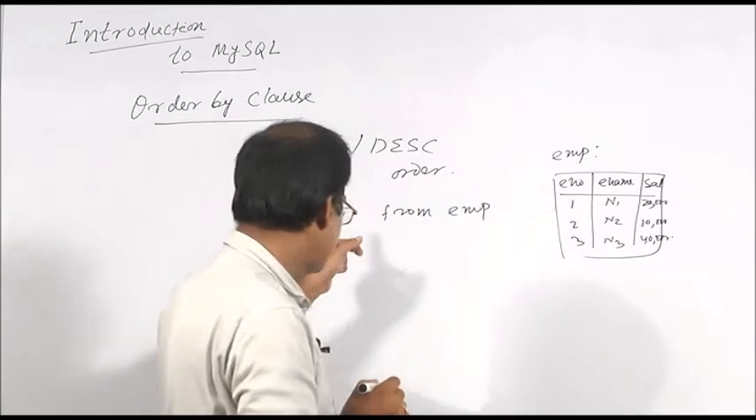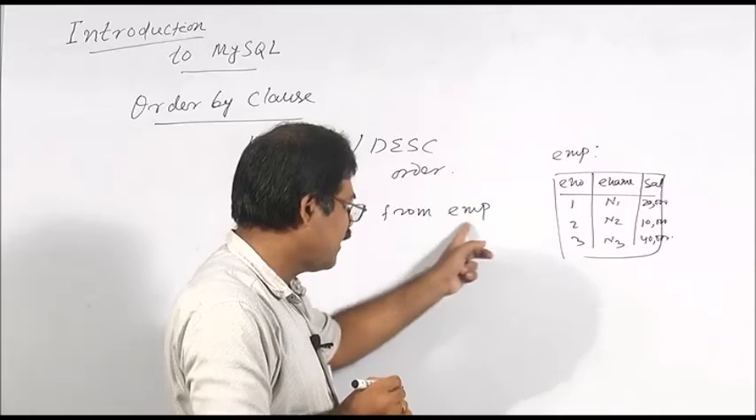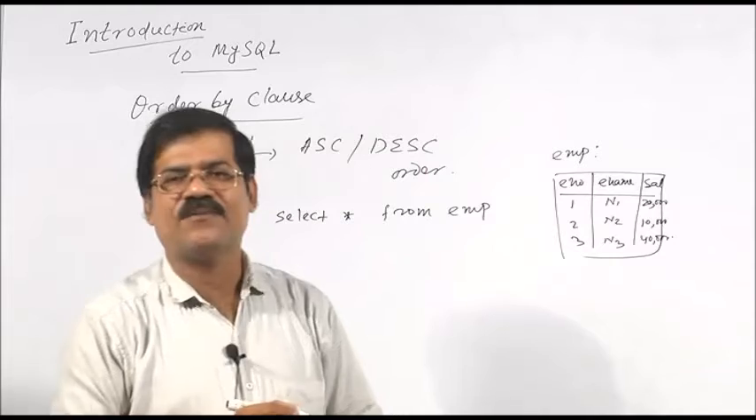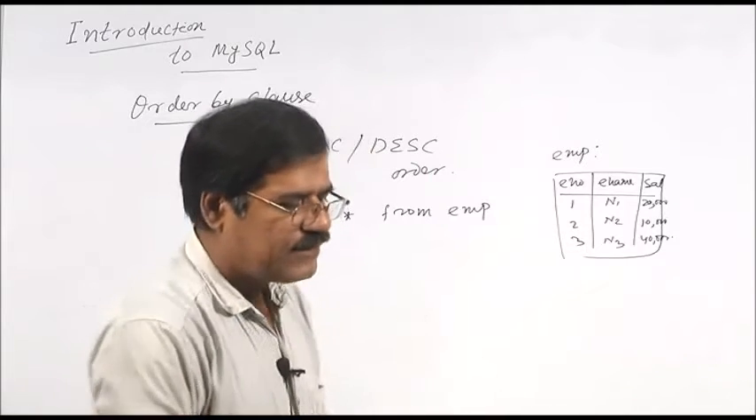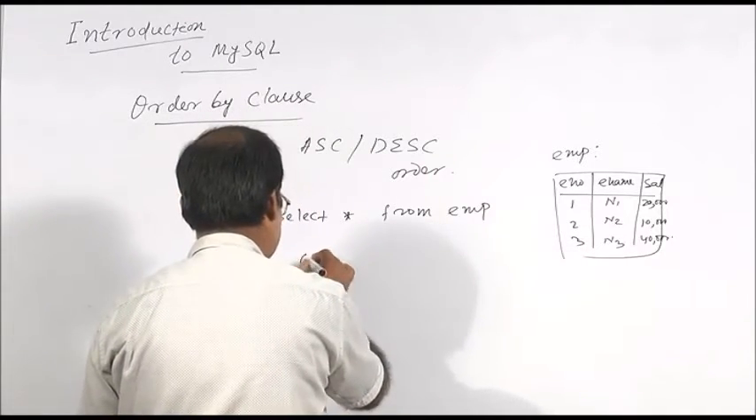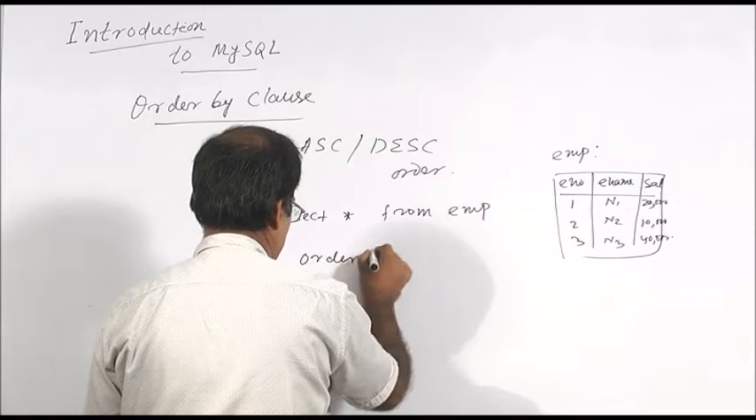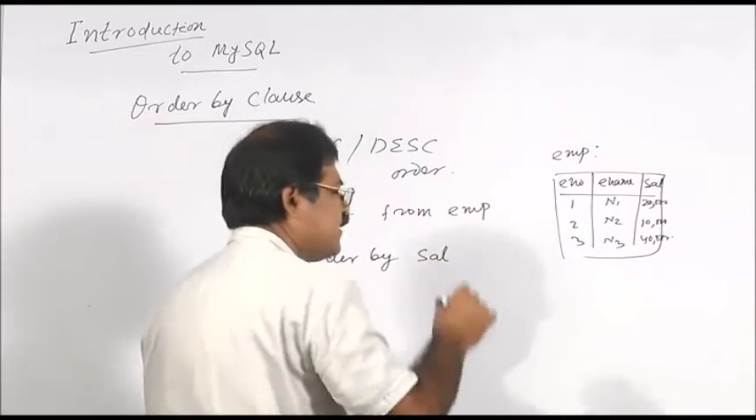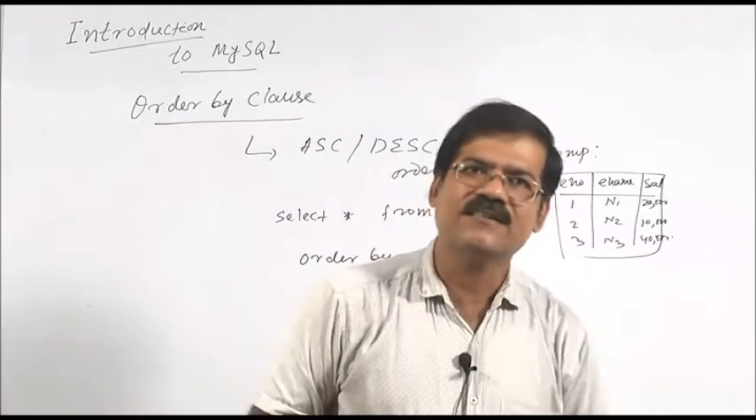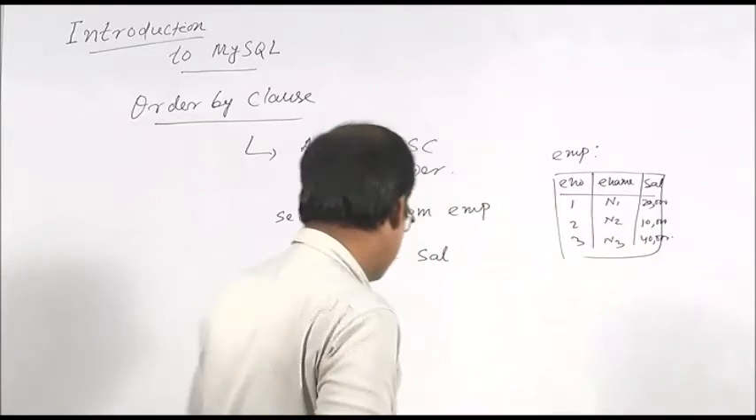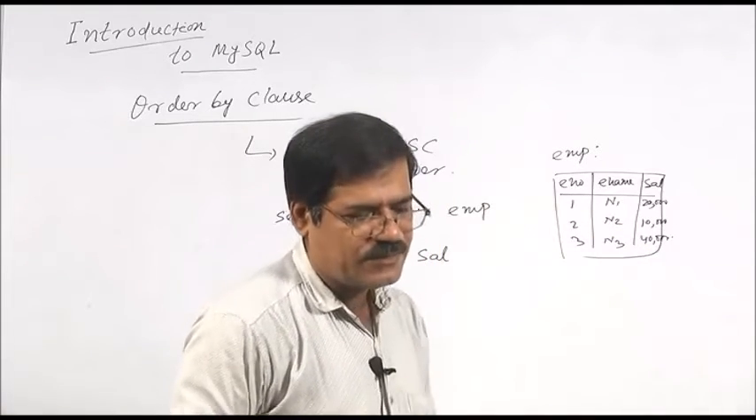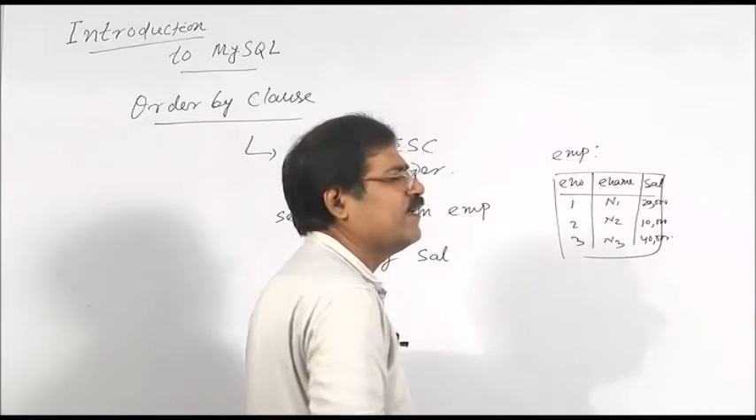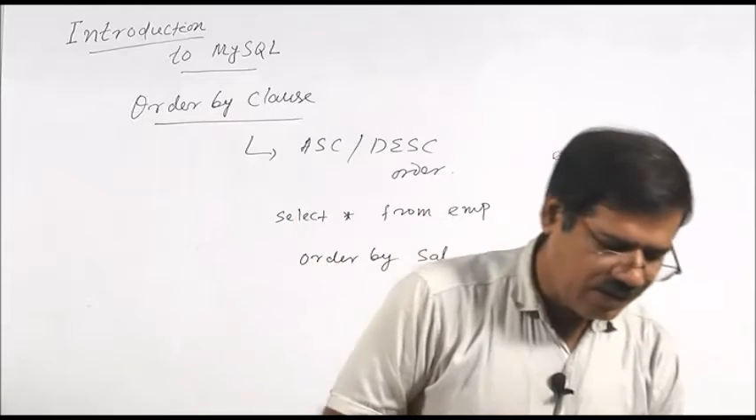Select star from table name. Star means all the fields will be displayed. Then you have to arrange in order, so write order by salary. Which field do you want to arrange the records by? I want to arrange the records according to the salary field. So order by the column name, salary. Which order? Whether ascending order or descending order.